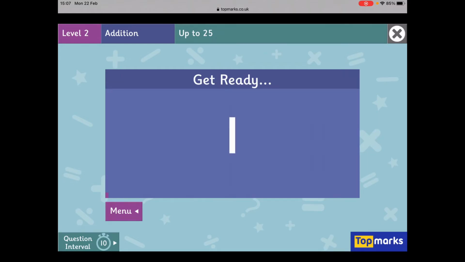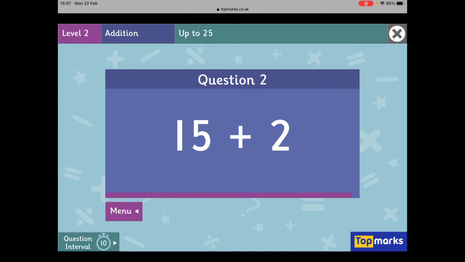Let's get ready. 11 plus 3, so that's 11, 12, 13, 14. 15 plus 2, so that's 15, 16, 17. We'll do the next one together and I'll leave you to do the rest by yourselves. 15 plus 5 is 15, 16, 17, 18, 19, 20. We can count with our hands to help us.